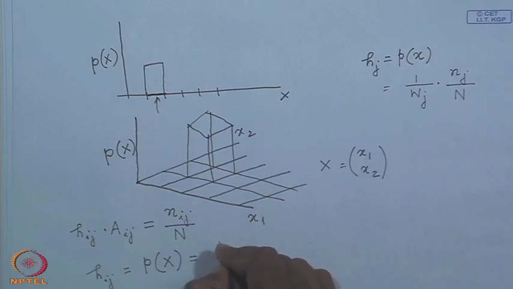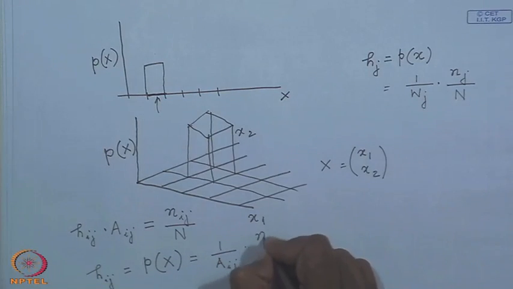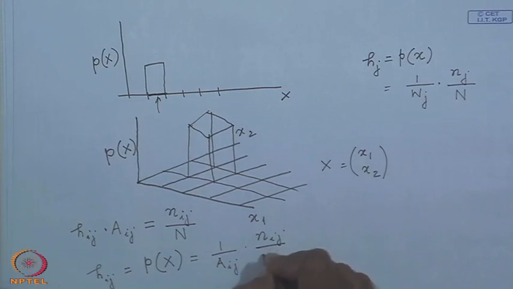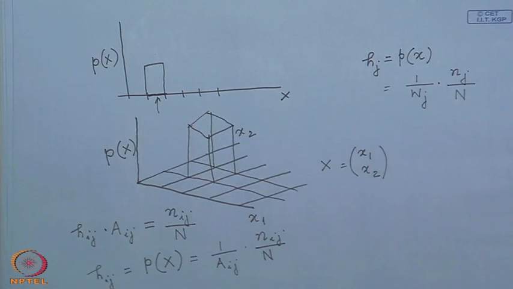which is nothing but p of x, where this x is a vector. So, what is the probability that this vector x will fall under the ijth bin? Okay. So, which is given by 1 upon a i j into n i j upon capital N. And here again it is assumed that within a bin the probability density value is constant. Okay. But the probability density value varies from bin to bin.